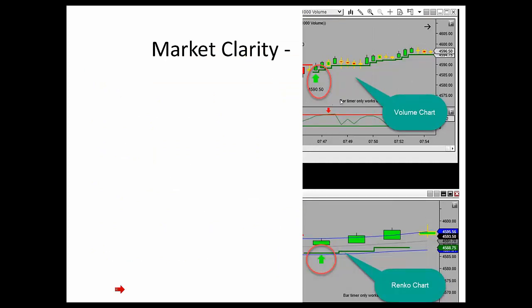All right, so we said we'd talk about market clarity. This is actually a signal that came in this morning, 7:47. By the way, what I'm going to show you today, these signals occur many times each day. It's not like it only happens once or twice a day. These signals happen all the time. So here the top chart is the volume chart, bottom chart is a wrinkle chart. This happens to be of the E-mini from this morning.